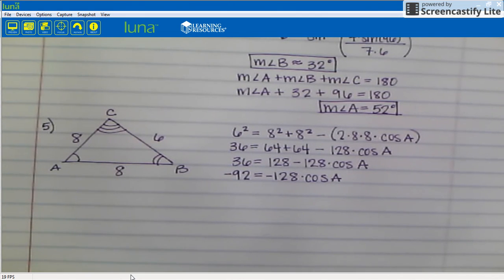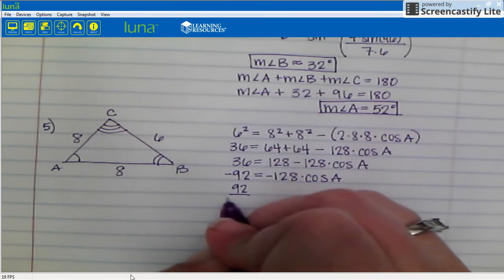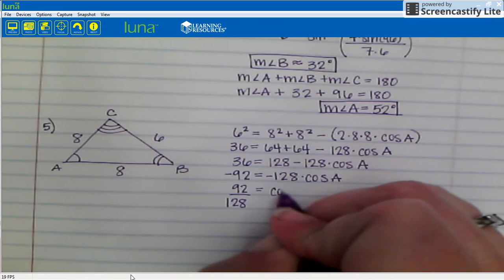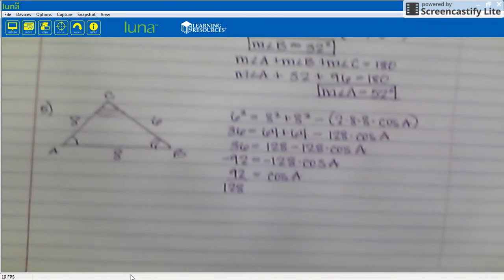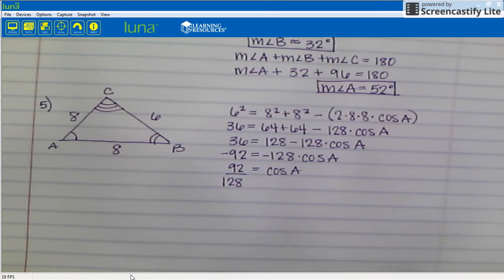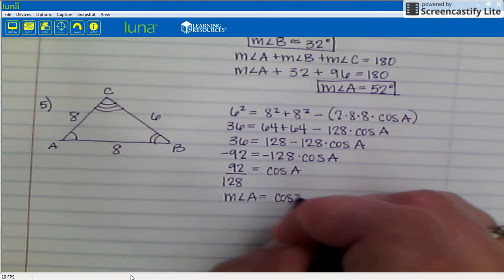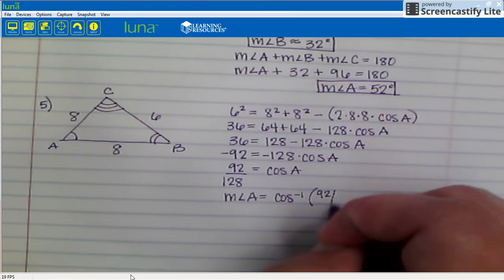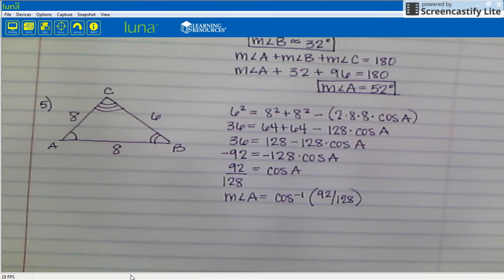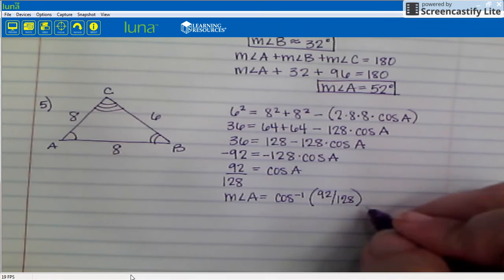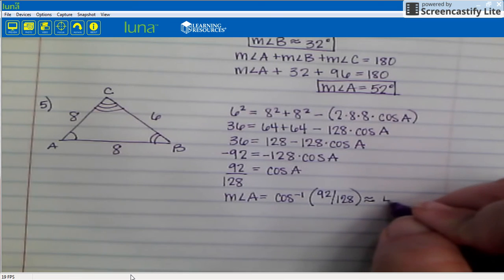And then I divide both sides by negative 128. And so this is going to give me positive 92 over 128 equals the cosine of A. And I can further simplify that, but it's not necessary because now that I'm solving for my angle, the measure of angle A is going to be equal to the inverse cosine of 92 over 128. So the measure of angle A to the nearest degree is approximately equal to 44 degrees.